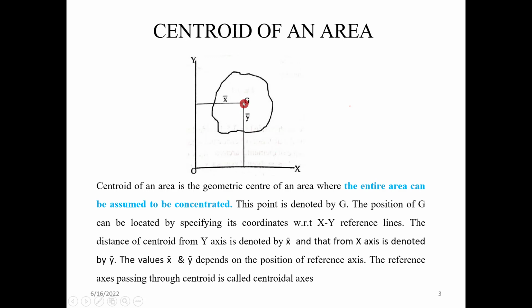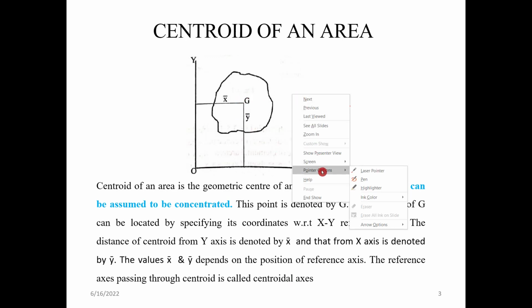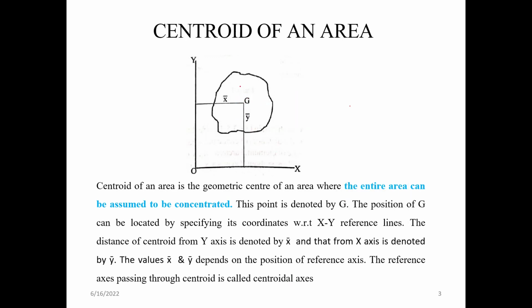So the point G is at a distance of x bar from the y axis. So we have the vertical y and we have the horizontal x. So it is x bar from the y axis, and it is a distance of y bar from the x axis. So it is explained here. And the centroidal axis means it is the axis through which the centroid passes. This is an imaginary axis which is like this.